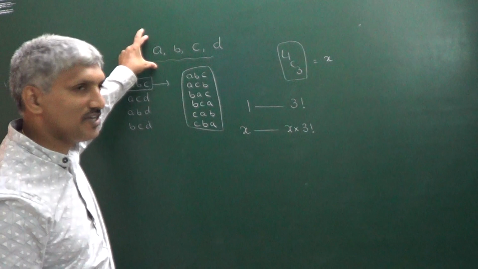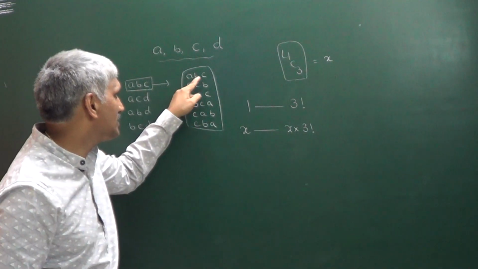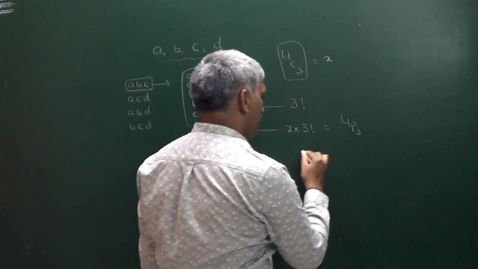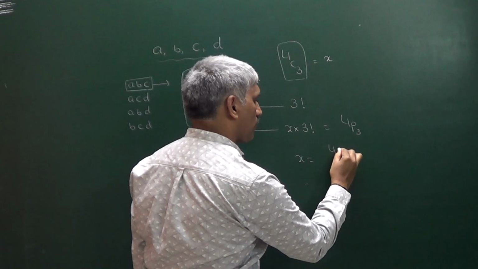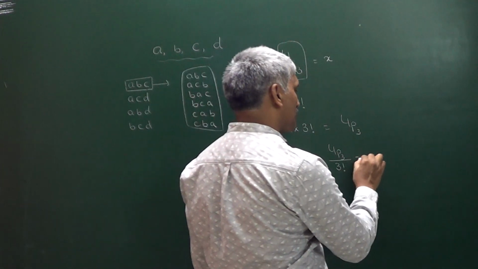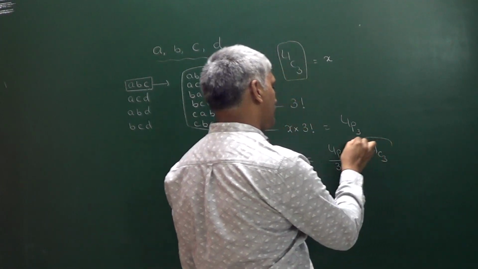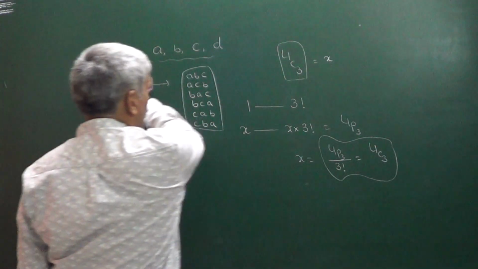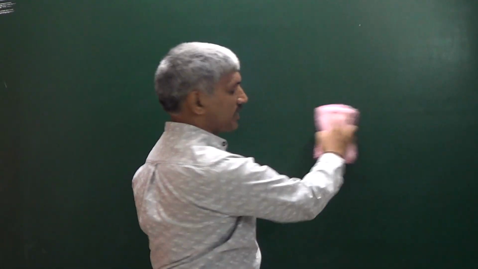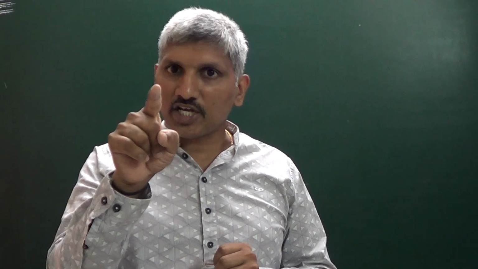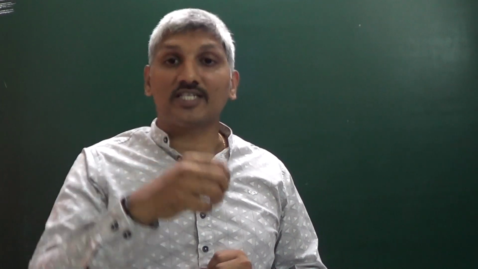But 4 objects can be arranged in 3 places in how many ways? That we know from the earlier discussion. That is 4P3. From this I can write X is equal to 4P3 divided by 3 factorial. So that's why the 4C3 value is nothing but 4P3 divided by 3 factorial. That's what we are going to discuss in this particular class. Permutation means selection and then arranging, whereas combination means just a selection.